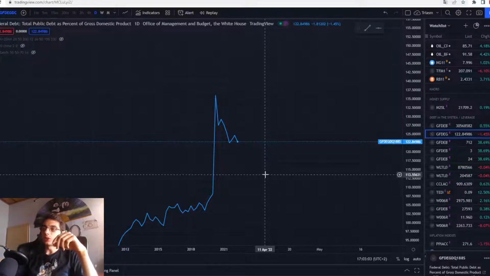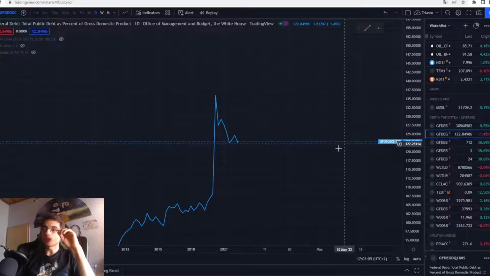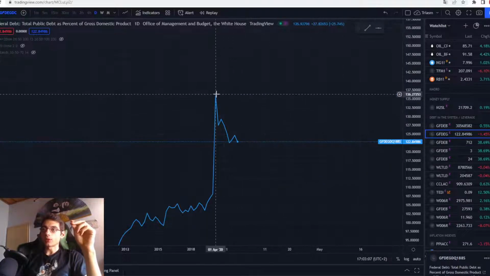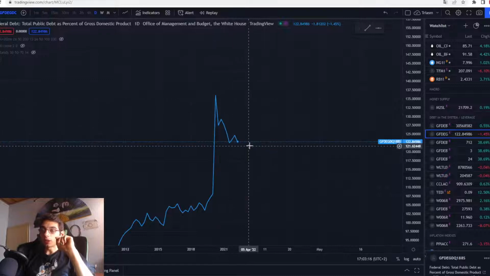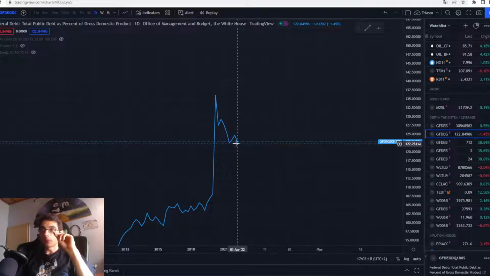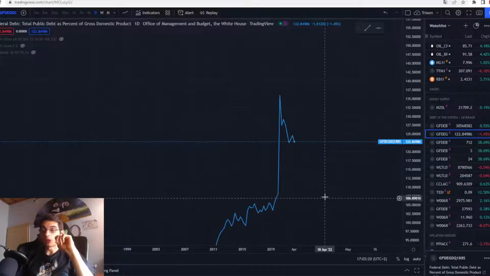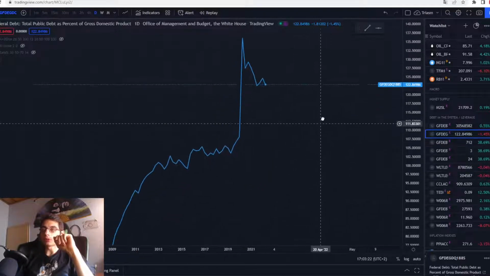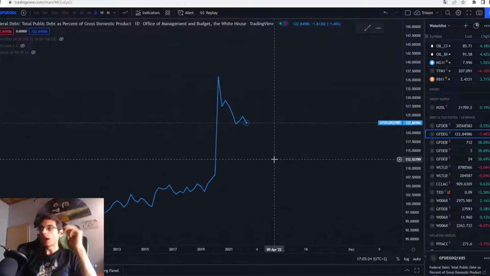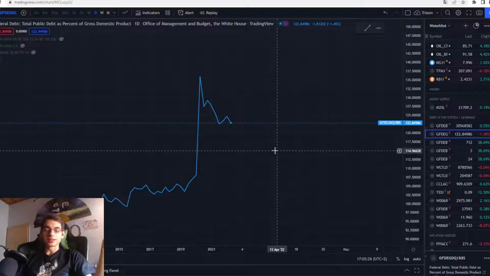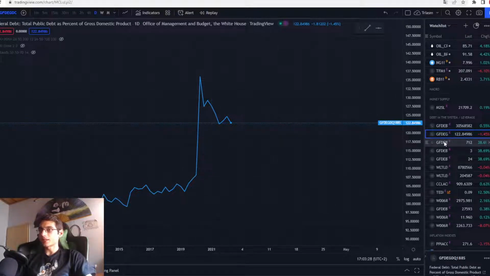Okay, so we have 122%. Even if we got a little bit lower, we reached the point of 136% back in April, and we are getting down, but we are still at an unprecedented amount of public debt in comparison to the GDP, and this is just bad. It is just unbelievably bad.